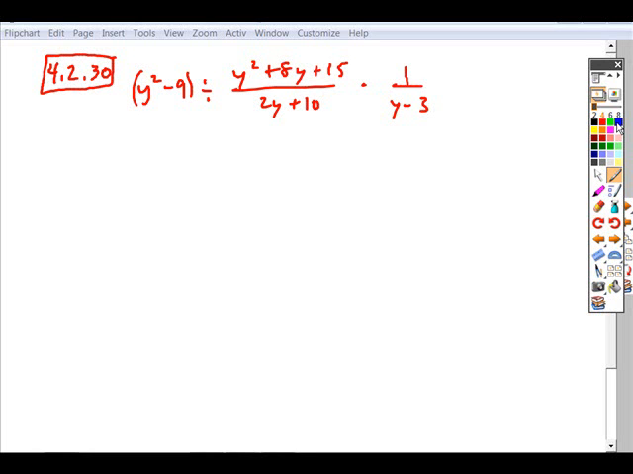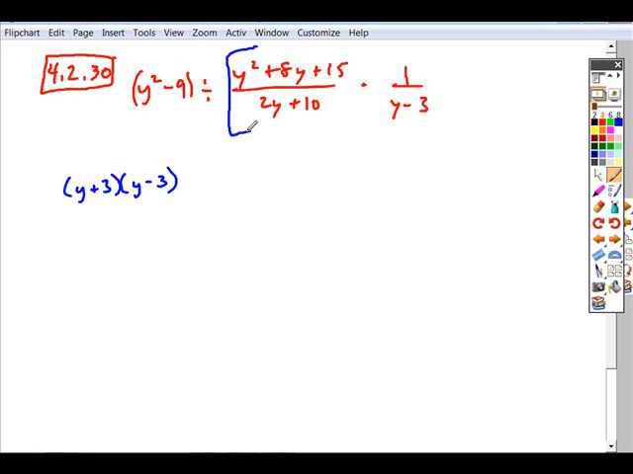In this particular problem, you're kind of combining the multiplying and dividing. So regardless of what you're doing, let's convert everything into multiplication and factor all the parts independently. Our first expression, y squared minus 9, has a factored form. It factors into the sum and difference of the terms being squared, so y plus 3 times y minus 3.